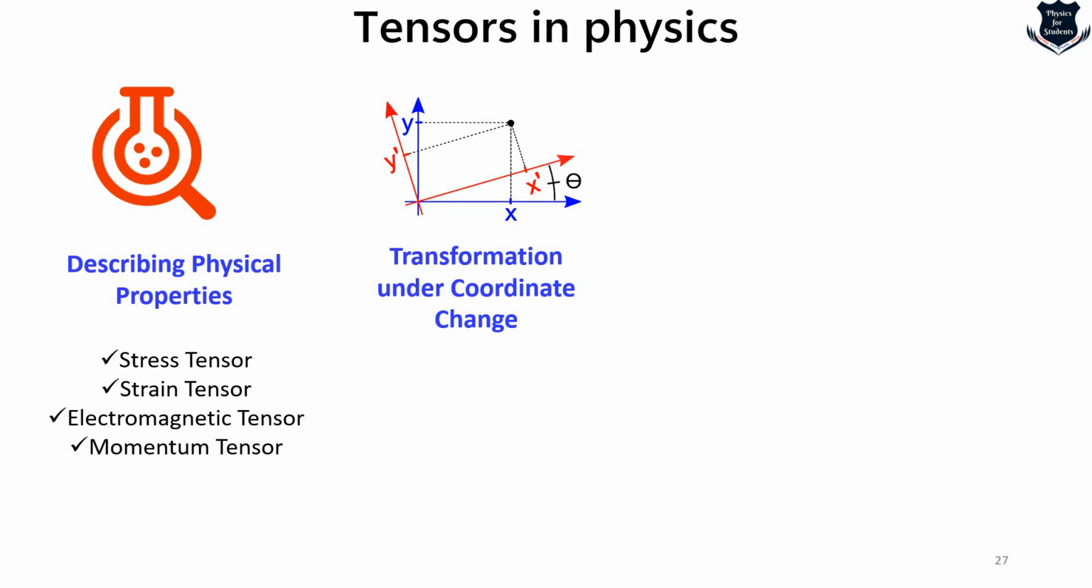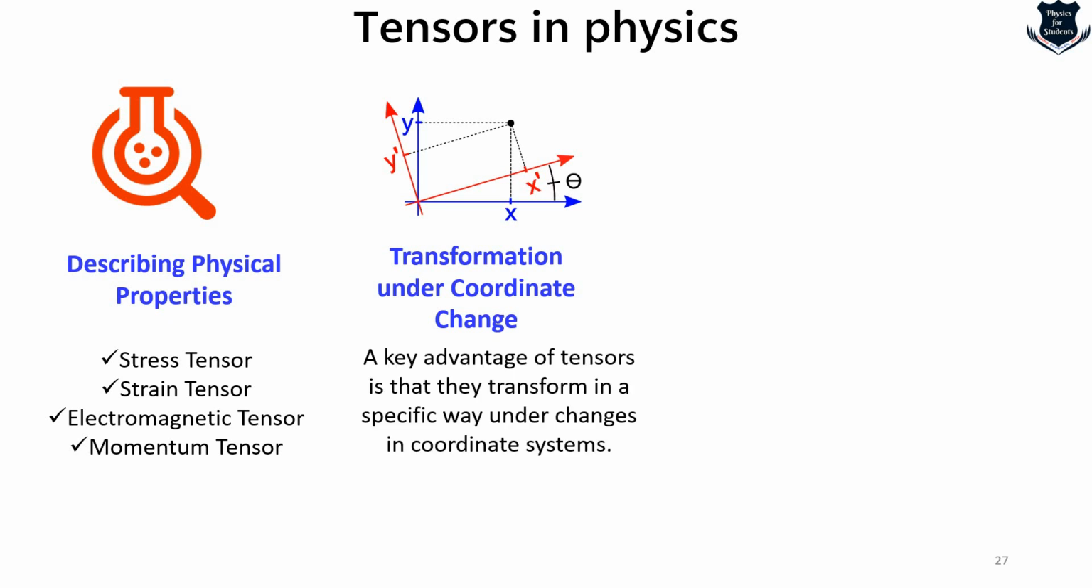Now, transformation under coordinate system change: I think I have just shown you a lot of examples, rotation, flipping, etc. The basic advantage of tensors is that they transform in a specific way under a change in coordinate system. Obviously, transformation will happen, but it follows certain rules. So this ensures that physical laws remain the same regardless of the reference frame used to describe them.